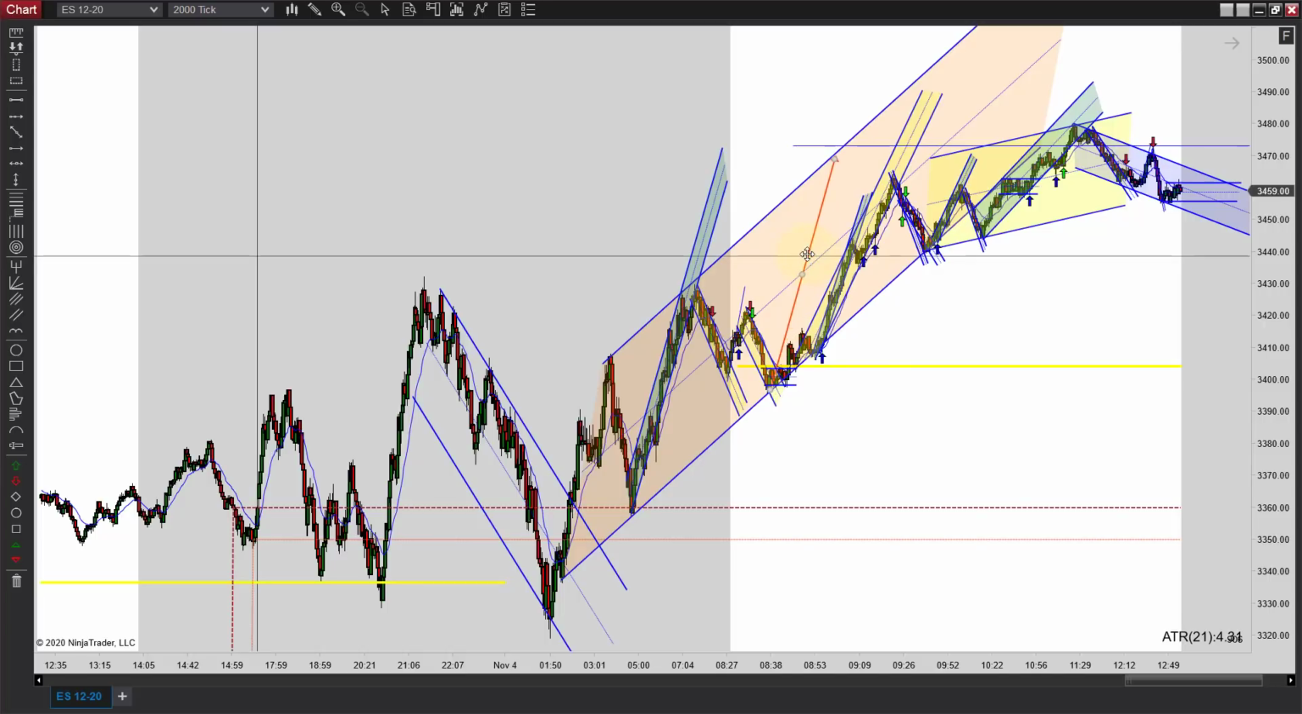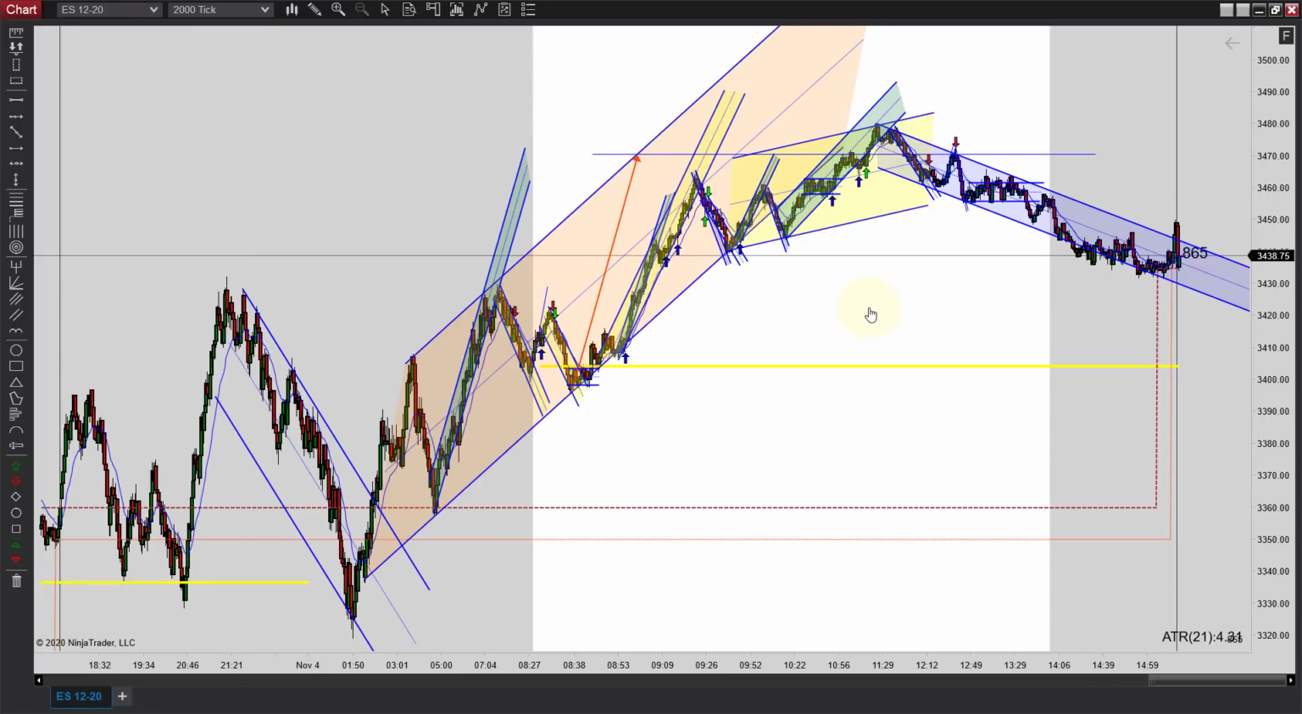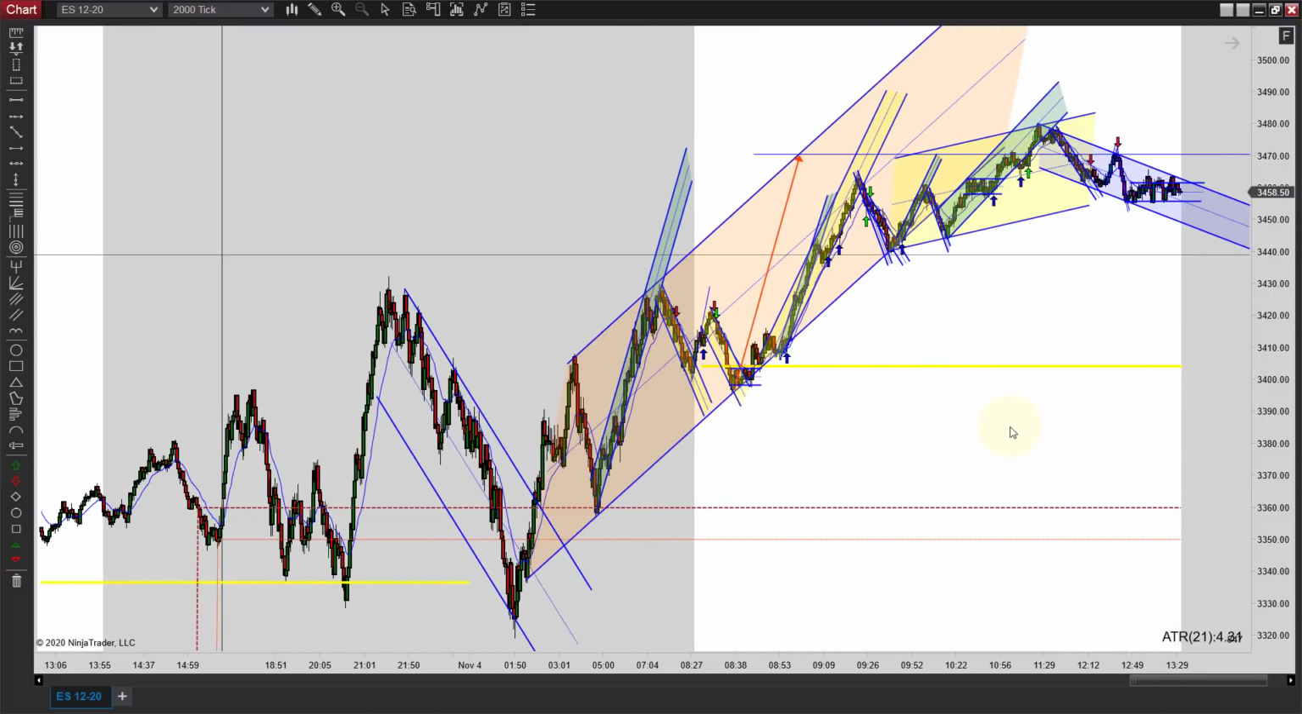Somehow I'm coming off this time. What did I do different? I'm not sure. But anyway, that would be your measured move. Maybe I moved that blue line by accident or something. Yeah, because that was the target right in there. We went a little bit higher. But anyway, you can see that. So always look for those measured legs.